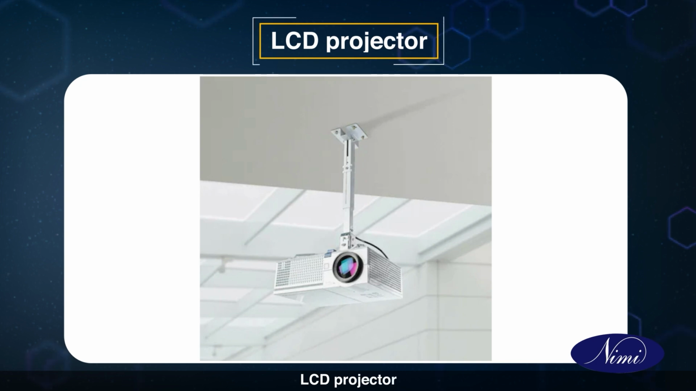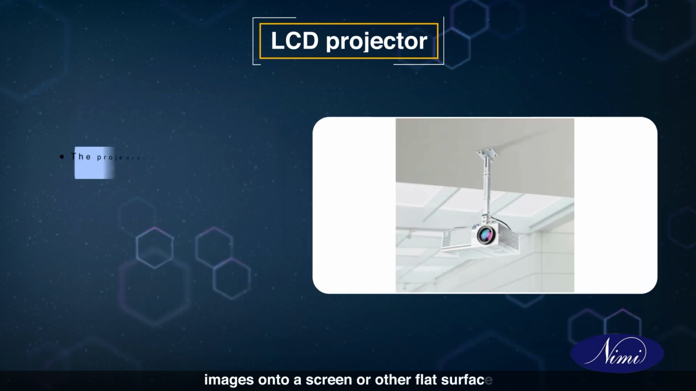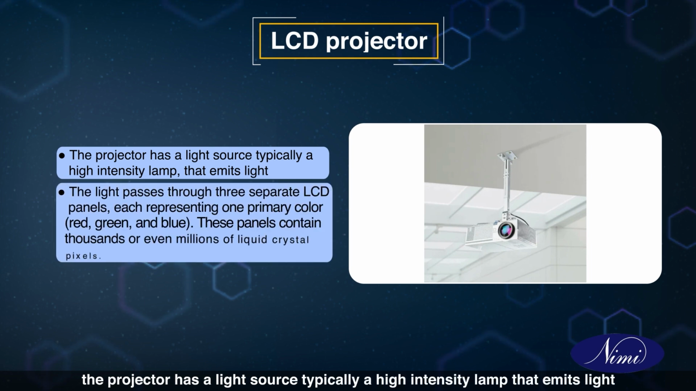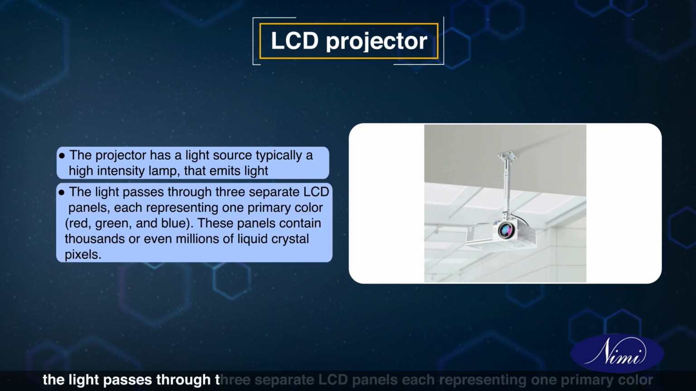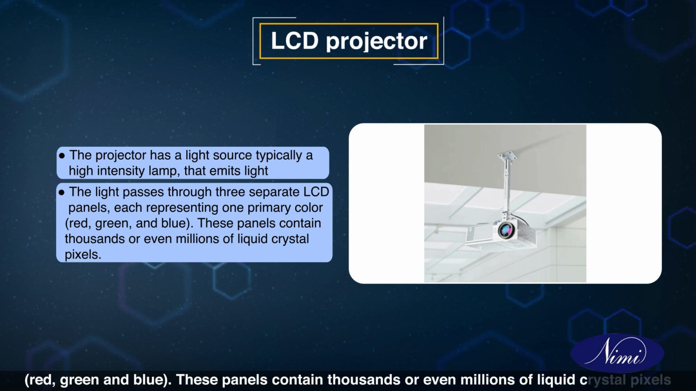LCD projector is a type of video projector that uses liquid crystal panels to project images onto a screen or other flat surface. The projector has a light source, typically a high-intensity lamp that emits light. The light passes through three separate LCD panels, each representing one primary color: red, green and blue. These panels contain thousands or even millions of liquid crystal pixels.